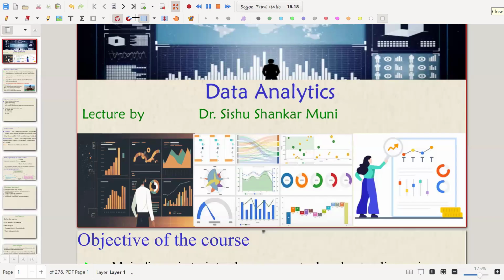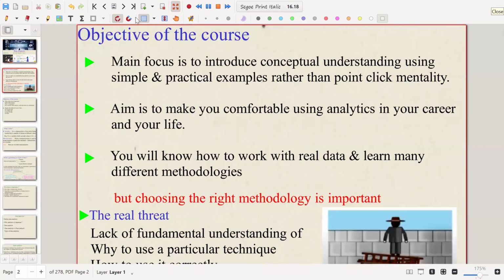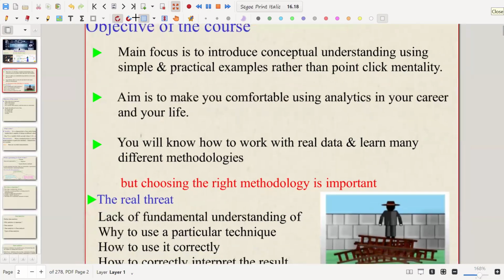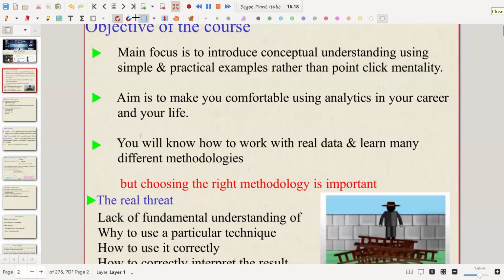Now, what is the difference between data analysis and analytics? That will come. I think many of you have that in mind. That will come soon. Okay. So, what is the objective of this course? The main focus is to introduce some conceptual understanding, using simple and practical examples.